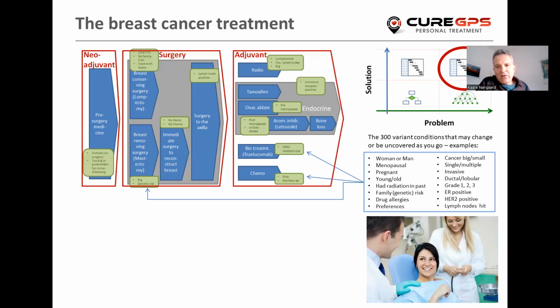Is it a single or a multiple location cancer? Is it invasive or not? Is it ductal or lobular? If it's a breast cancer, which grade is it? 1, 2, or 3? Is it ER positive? Is it HER2 positive? Are the lymph nodes hit? These are just examples of the 300 decision variables that you have to determine, which, in that particular combination, which is the case here, will determine what the treatment path is.